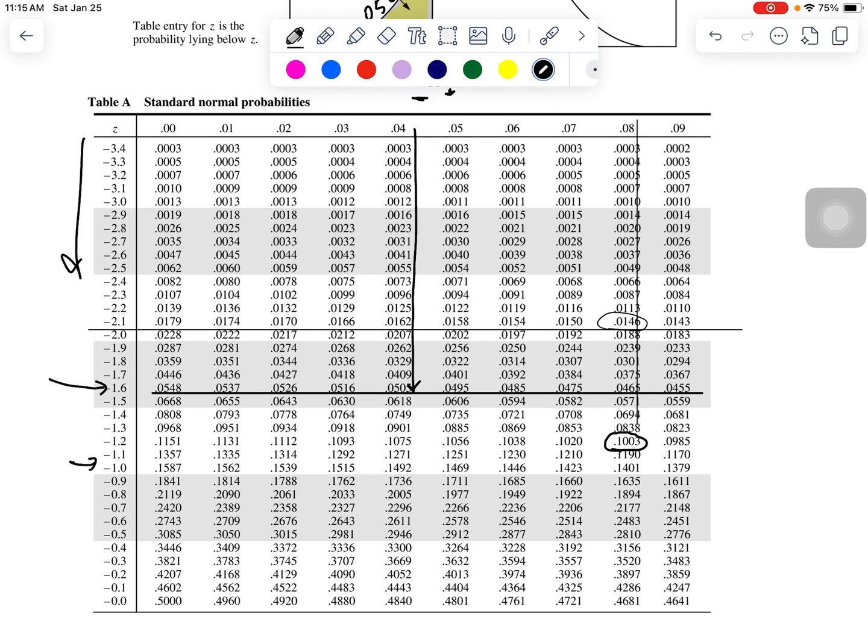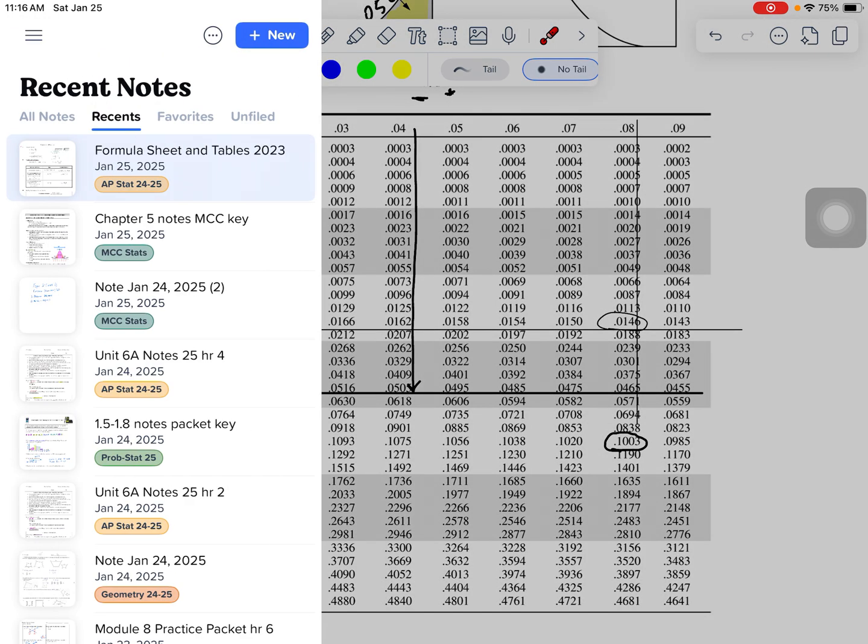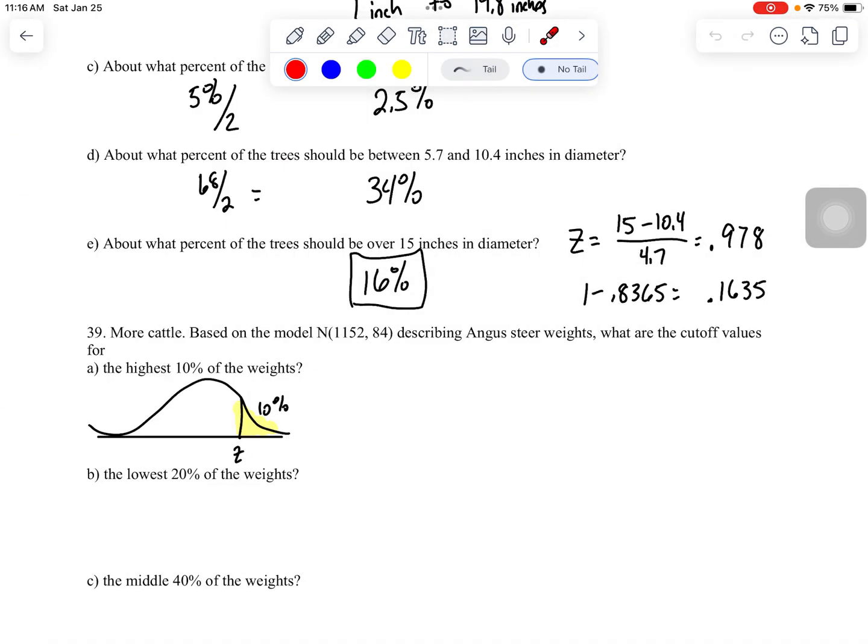It's 0.1003. Now again, if we follow that, I follow it over to get a negative 1.2, and I go up, that's an 8. So that z-score is a negative 1.28. Now hopefully you're saying that doesn't make sense. So let's go here. Remember, we got a z-score of negative 1.28. So the z-score for 10% was negative 1.28.